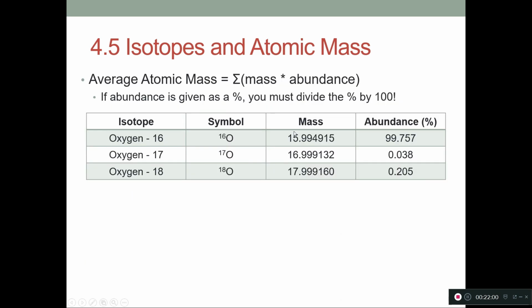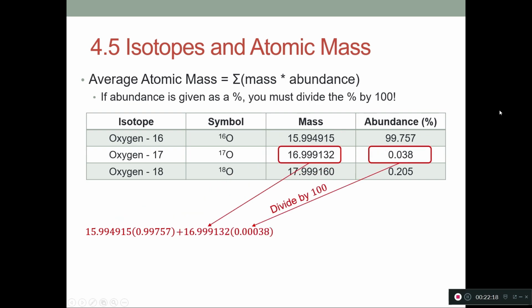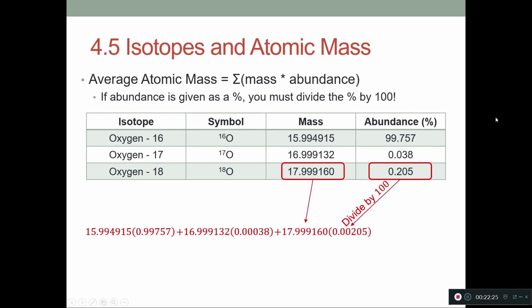For instance, if we wanted to do this for oxygen, these are our masses, and these are the abundances here in percentages. We would first take this one, the mass multiplied by the abundance as a proportion, so we want to divide by 100. Then we add the next mass and multiply that by its abundance, and then we take that last mass and multiply it by its abundance. When we do that, we end up getting 15.999 AMU.